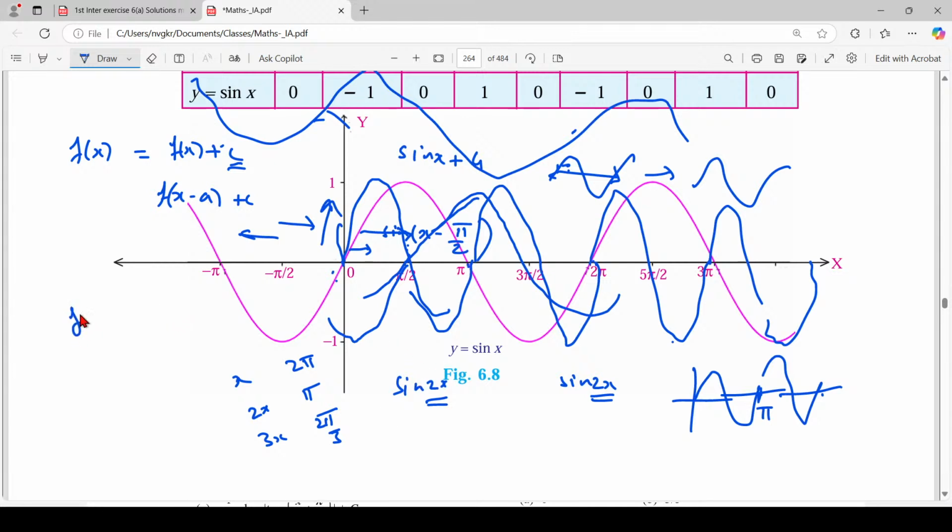Okay, if f of x, the period is some T, f of 2x, what is the period? T by 2. Okay, f of 3x, what is the period? T by 3. Okay, f of 3x plus 3, what is the period? Plus 3 doesn't matter, right? It is still T by 3. Agreed?